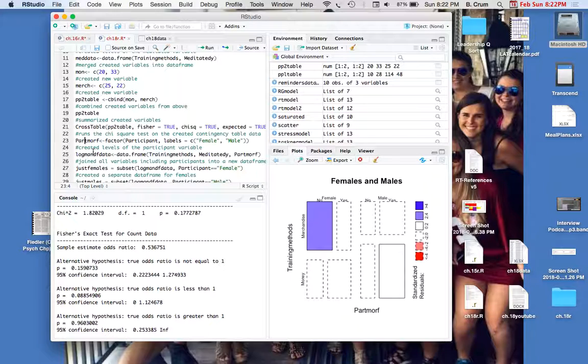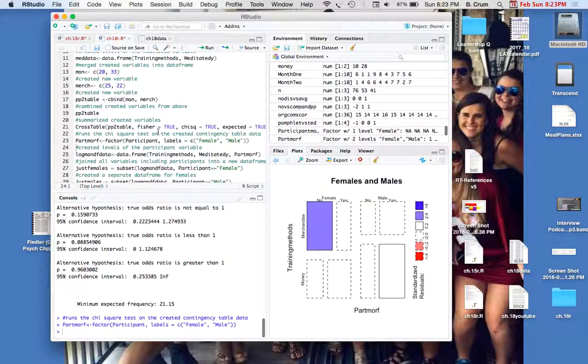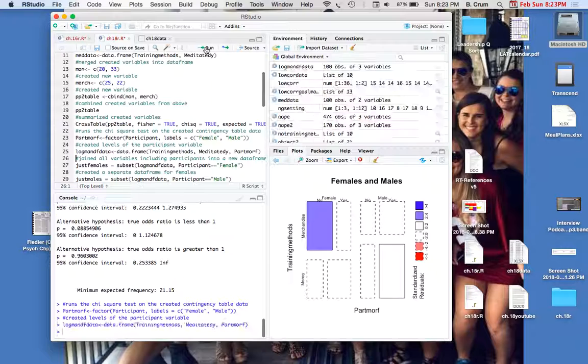Now I'm going to prepare my data for the log linear analysis. I start by creating a new data frame. I start by splitting participant into female and male because that's going to be our third categorical variable. And this is where I use the data.frame to put the training methods, if they meditated or not, and the participants, male and female separation, all into one new data frame called log M and F data right here.